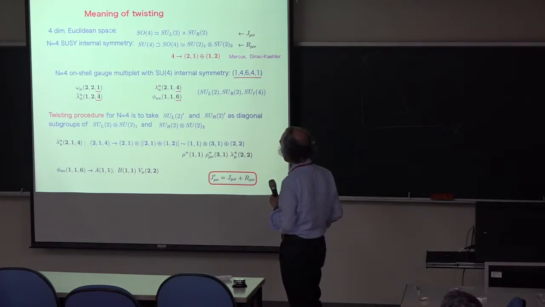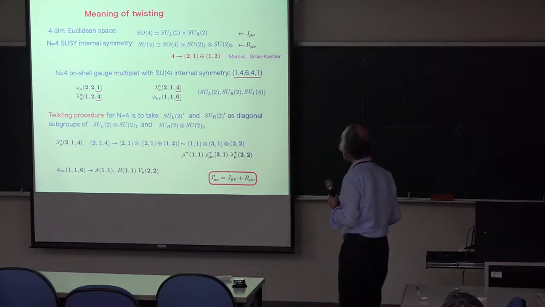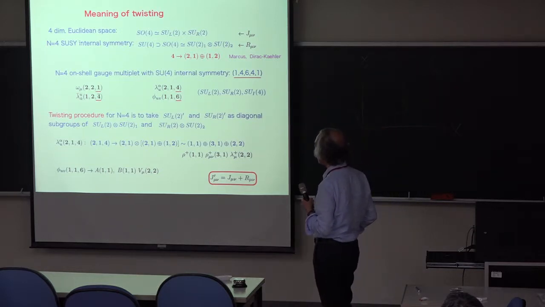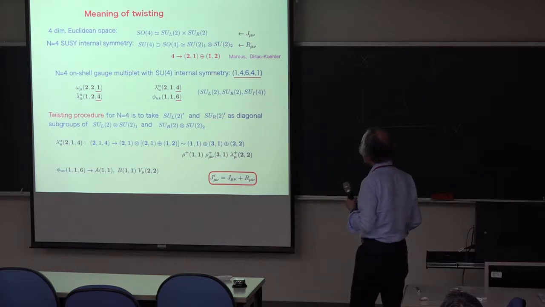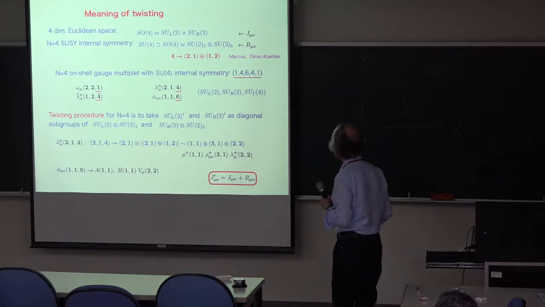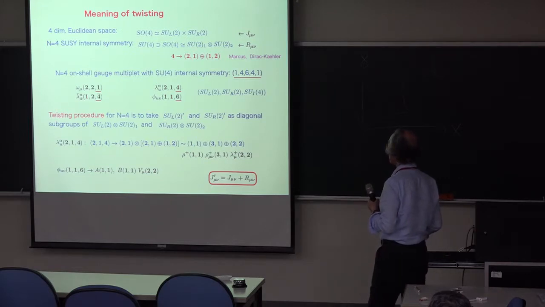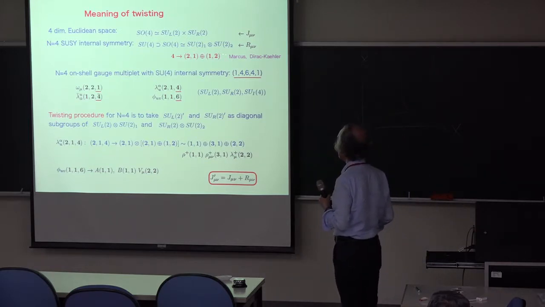Now, in four-dimensional Euclidean space, we saw the rotation symmetry, which is isomorphic to SU(2) cross SU(2), which we call the left-hand sector and the right-hand sector of SU(2). And N equal 4 supersymmetry has an internal SU(4) symmetry, which includes SO(4) as a subgroup, which is isomorphic to SU(2) cross SU(2). I call one SU(2)_1 and the other SU(2)_2. The twisting procedure changes this quartet representation into a (1,2)(2,1) plus (1,2) decomposition, which was first proposed by Marcus. And this is essentially the same as the Dirac-Kähler twisting procedure.